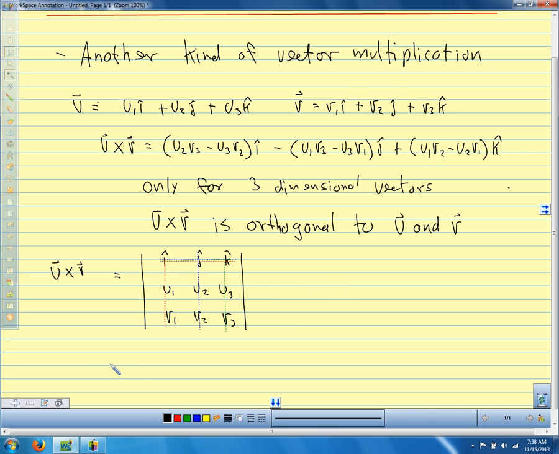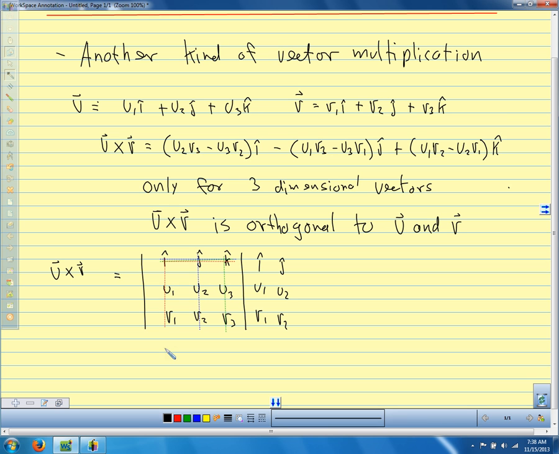Another way to think about it, if it helps, is you can write the first 2 rows outside here, or the first 2 columns. And then for this, our i component would be i times this minus i times this as I go on the diagonal. My j component would be j times these two minus j times those two. And then my k component would be k times these two minus k times these two. So you can also write out your cross product that way.